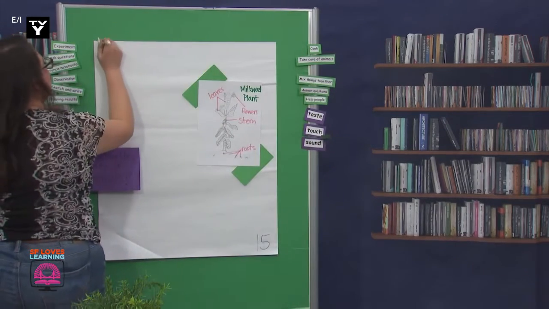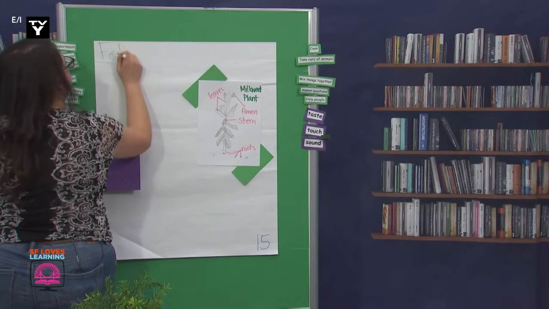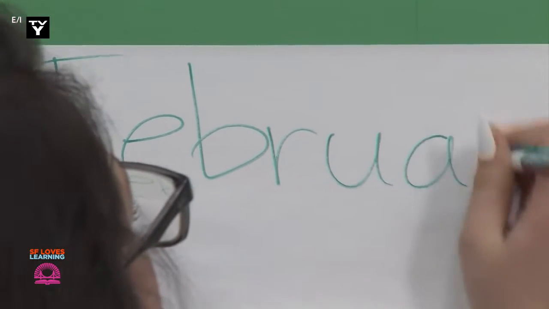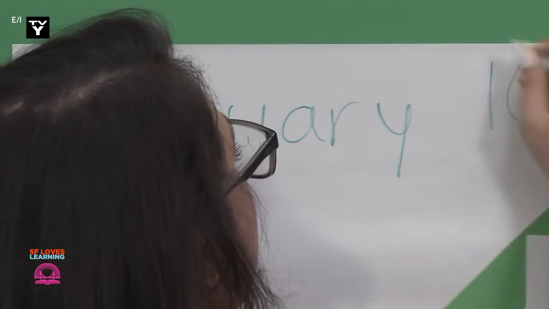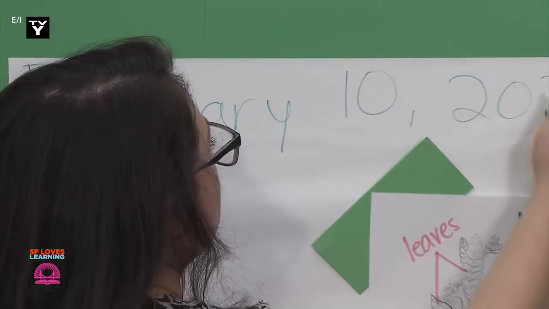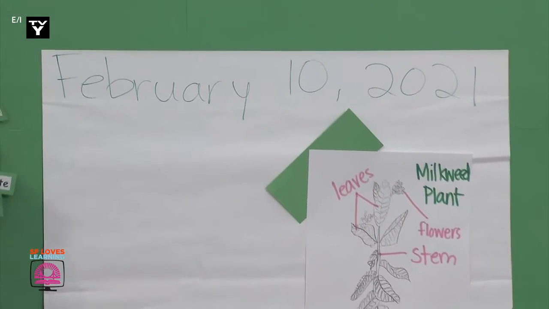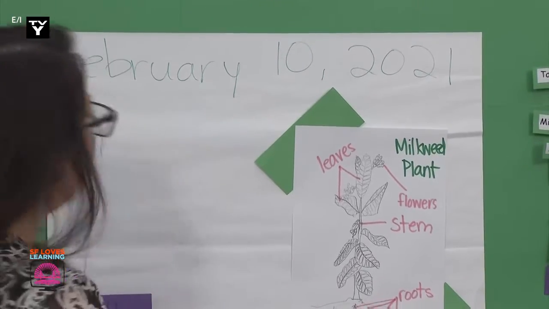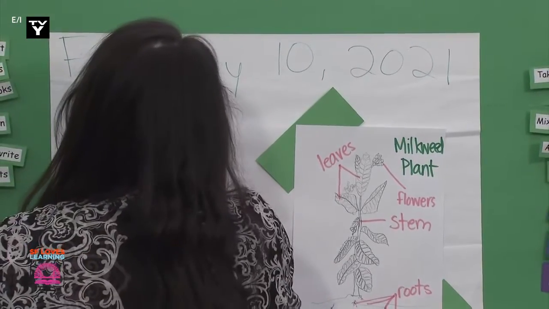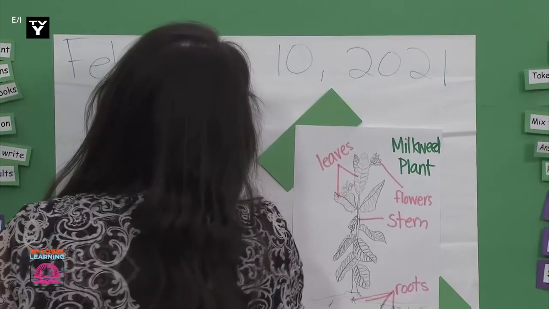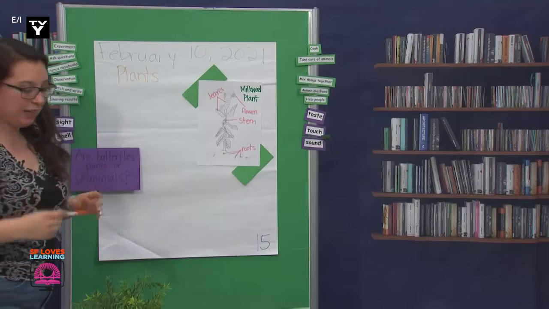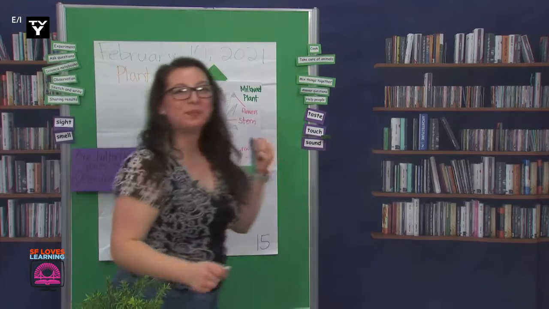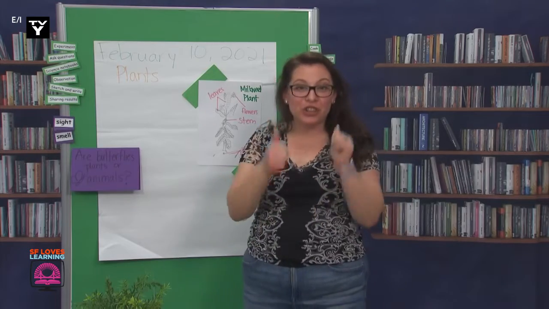So we'll write the date together. February 10th, 2021. And I'm writing plants. Plants. And my page number, awesome. All right, muy buen trabajo, great job.